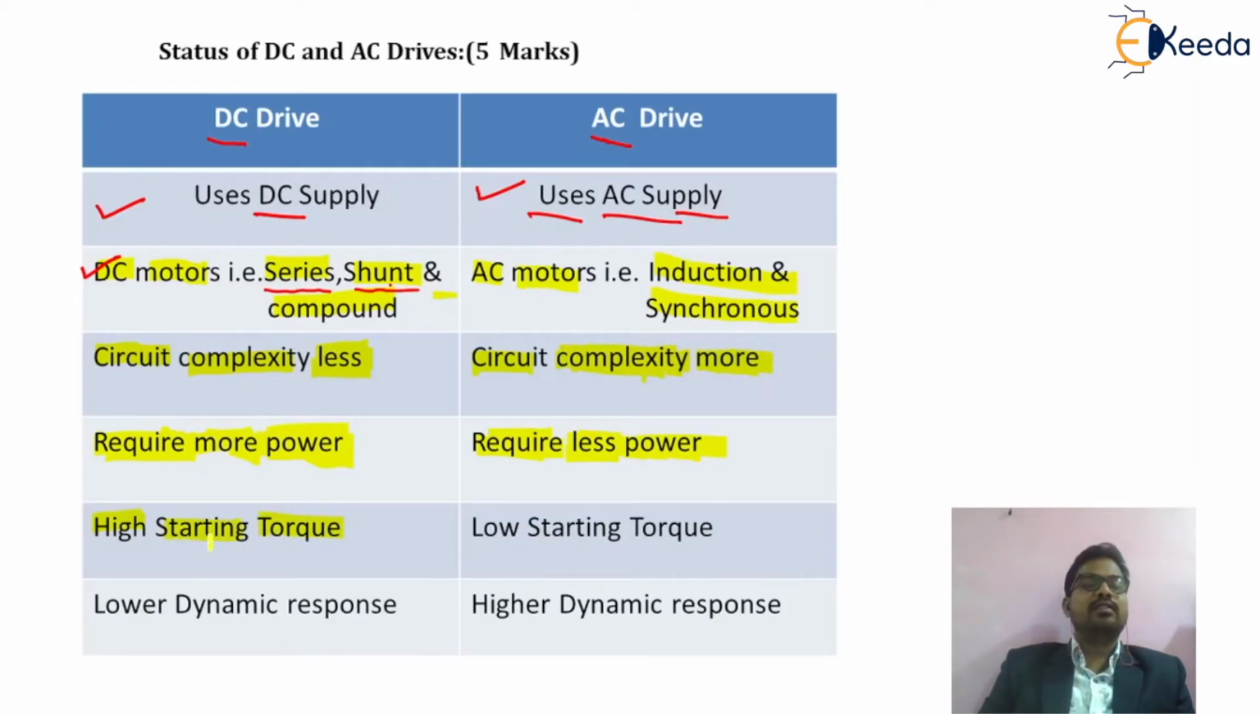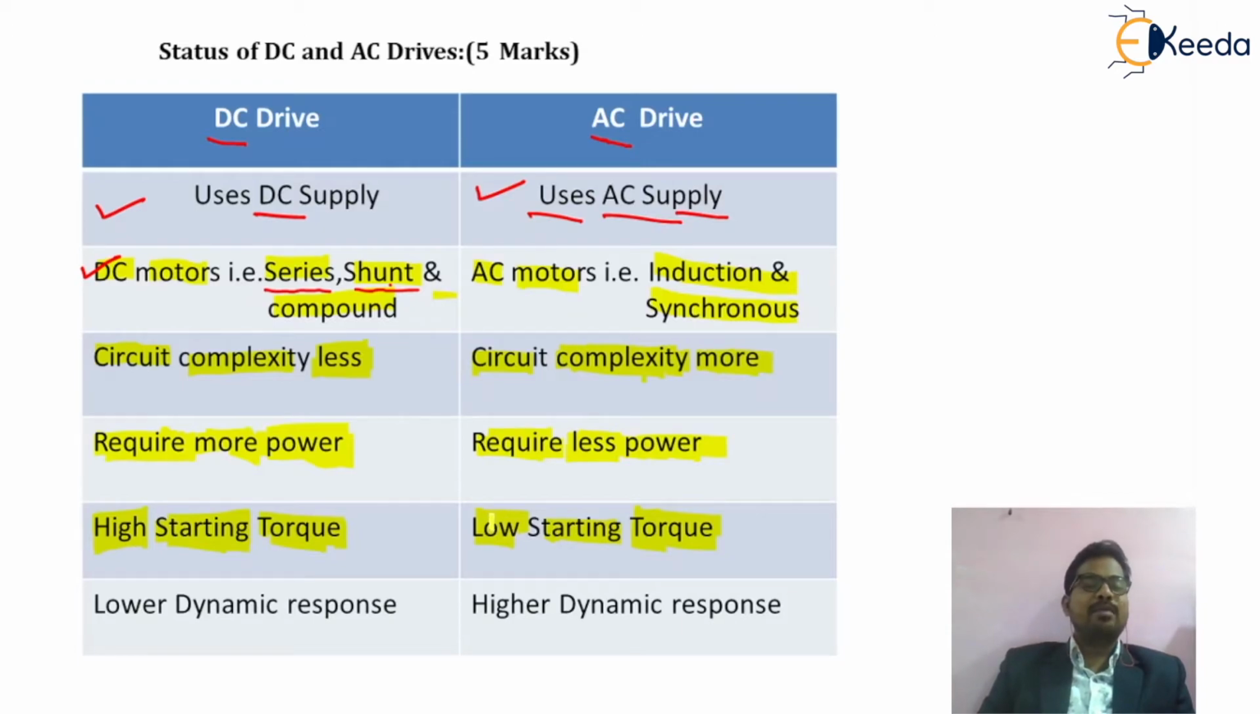So as we know, the DC series motor possesses high starting torque, that's why we use the DC series motor for traction purposes. So the DC drive or DC motor possesses high starting torque, but in the case of the AC motor, the starting torque of such a motor is quite less as compared with the DC drive. So that will be the status of DC drives and AC drives.